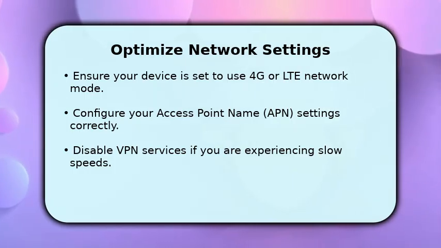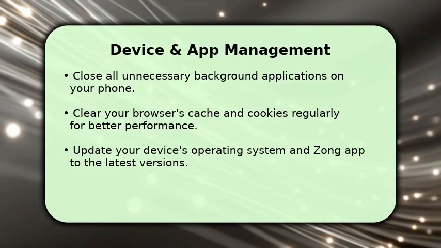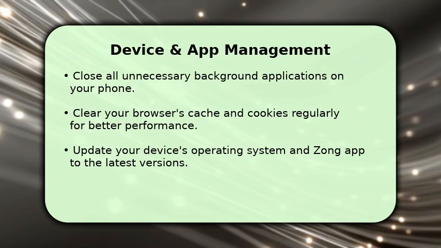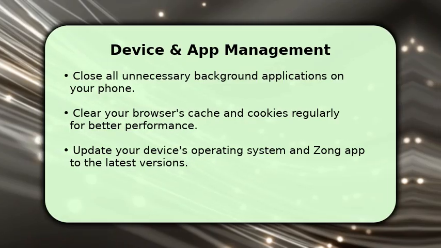Additionally, if you are using a VPN, try disabling it, as VPNs can sometimes reduce your internet speed. Your device's performance also impacts internet speed. Close any applications running in the background, as they consume data and processing power.